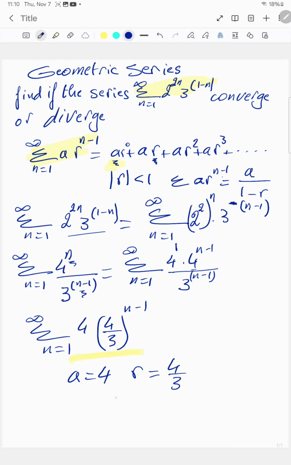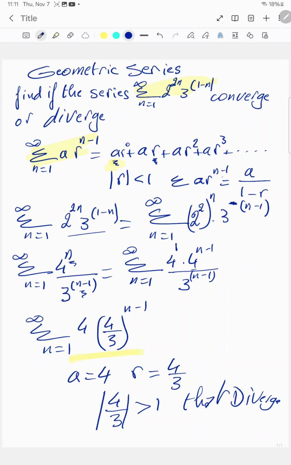And since the absolute value of 4 over 3 is greater than 1, that series diverges. If 4 over 3 was less than 1, I would have found the sum using this formula here: the sum would be equal to a divided by 1 minus r. But this one diverges, so I cannot find the sum for it.